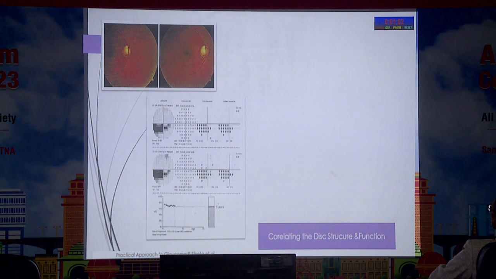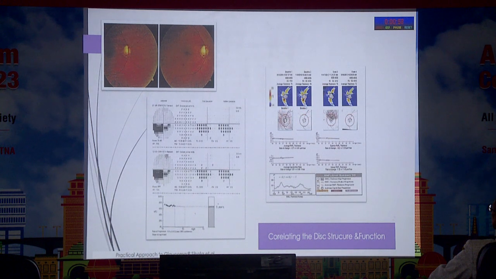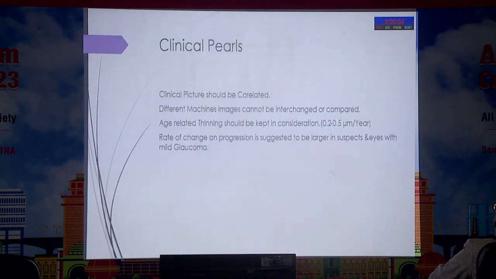So in conclusion, I would like to highlight a case here where there was a disc damage and the corresponding field change. But we know that corresponding field changes only come when there is a loss of 40% of axonal cells. Here you can see how beautifully it was picked up with the help of the OCT before it came on the visual field. This is the importance when you talk about correlating the disc structure and the function.